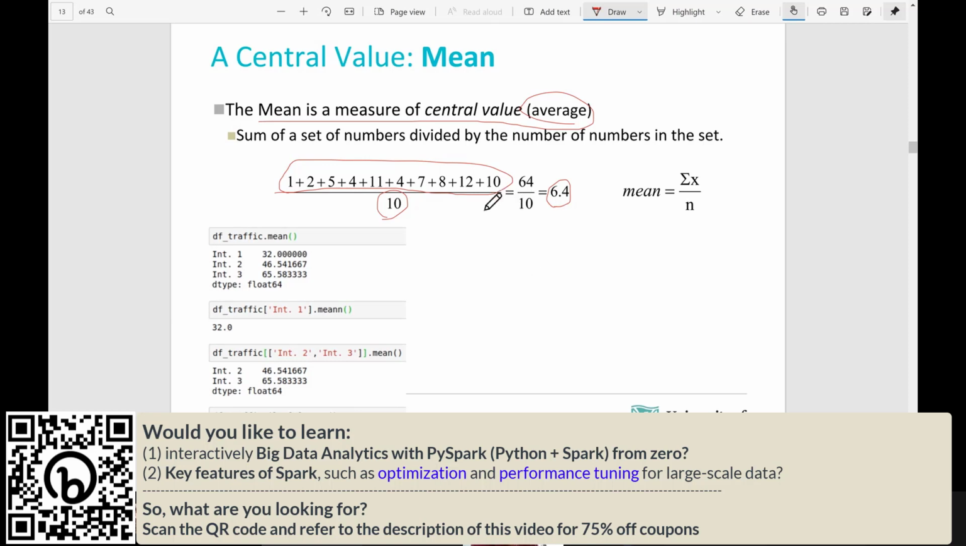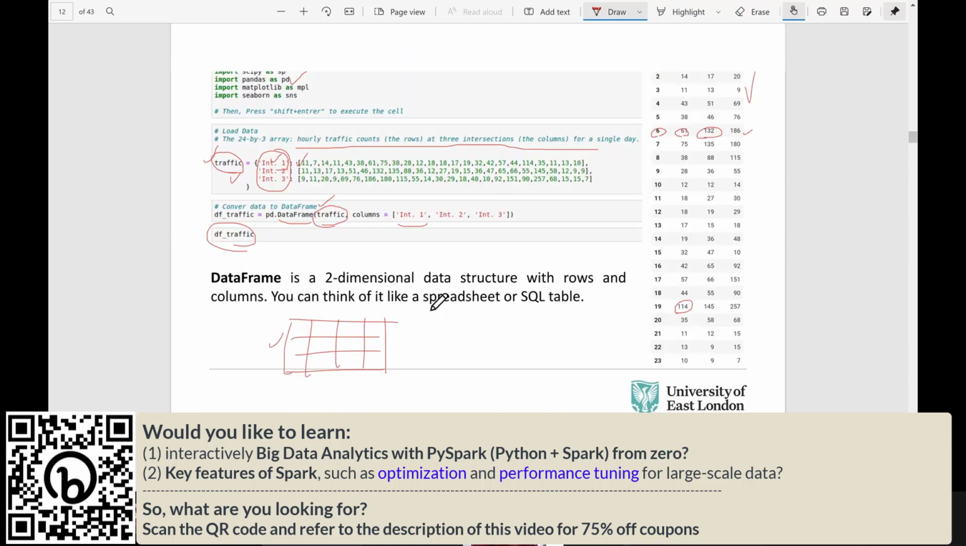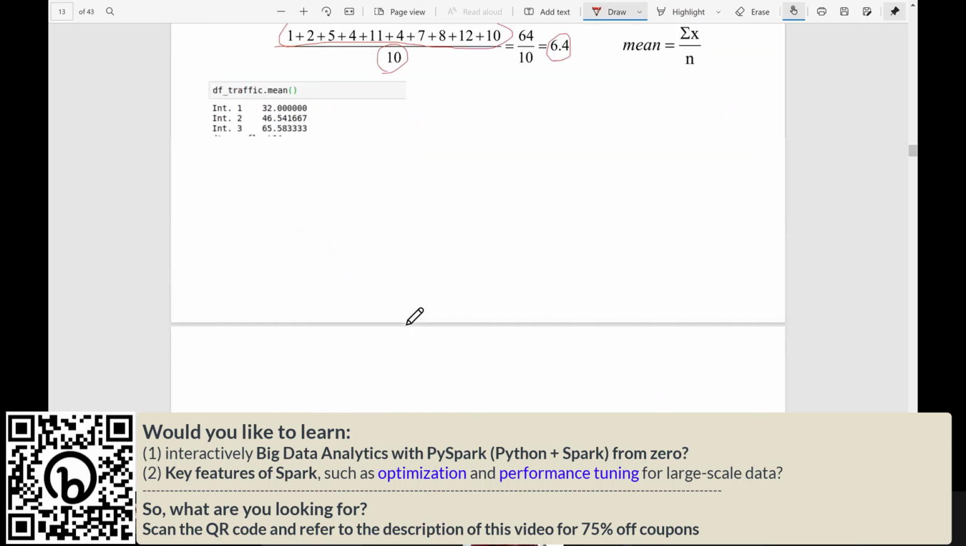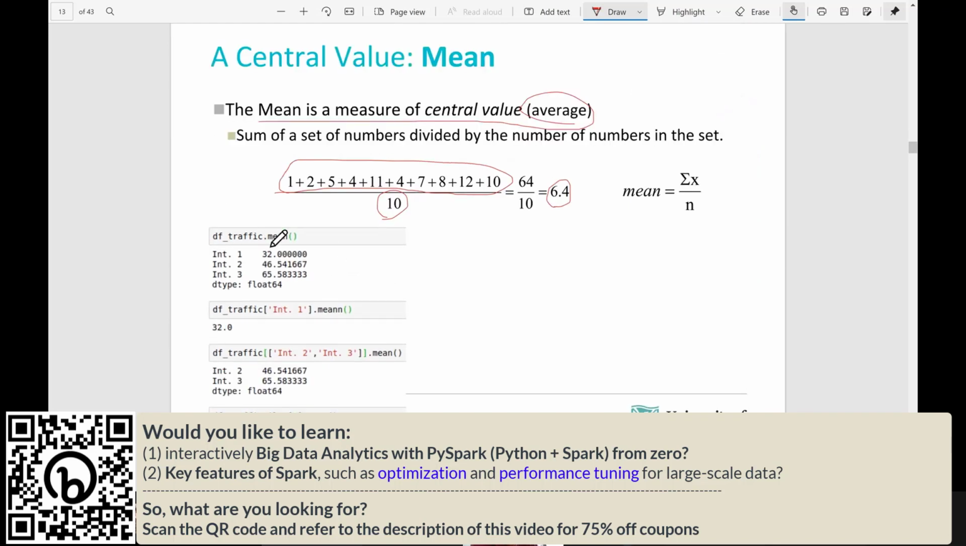So how to apply it on a data frame? If we say df underline traffic, guys, df underline traffic is the data frame that we made here. A data frame has a method called mean. If you say data frame dot mean, it's going to calculate the average over each column. It says intersection 1, which is the first column, has an average value of 32. The average value for intersection 2 is 46.5, and so on.